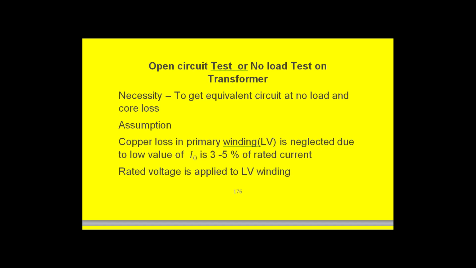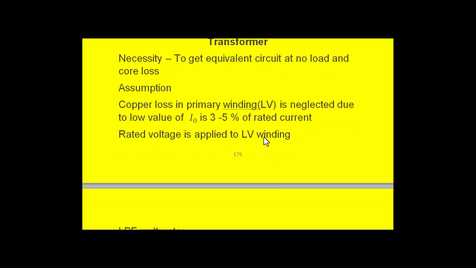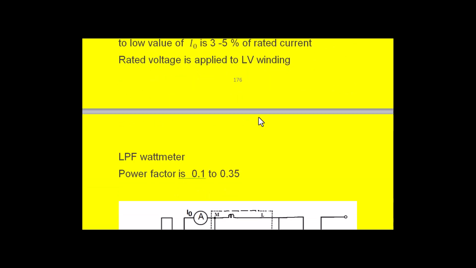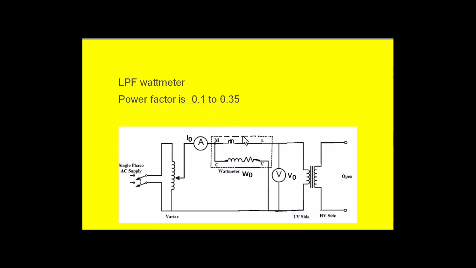And coming to the assumptions in this test, the copper loss is neglected because the no load current is only 3 to 5% of rated current. And next, the rated voltage applied to the primary winding, that is LV winding in this case, is low, and that value is rated voltage. And the wattmeter that we use here is low power factor wattmeter, and the range of power factor that exists normally is 0.1 to 0.35.